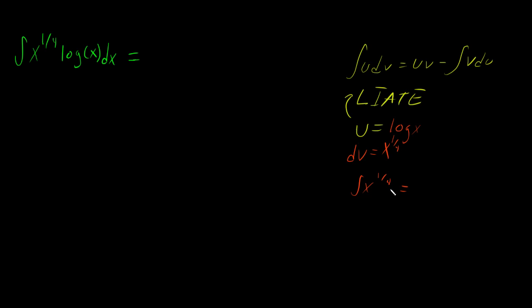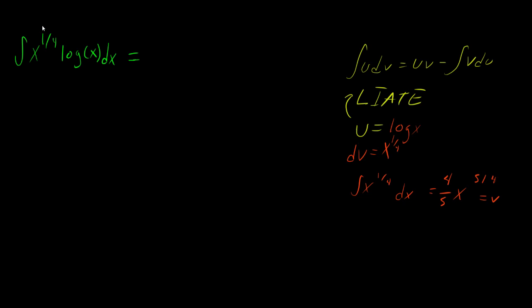is equal to 4/5 x to the 5/4. You can get this by just adding 1 to the exponent and then putting the reciprocal out front. So if you add 1 to 1/4, you get 5/4, and then you put the reciprocal out in front, which is 4/5. So when this multiplies down, it cancels out. Okay. So this is our v.